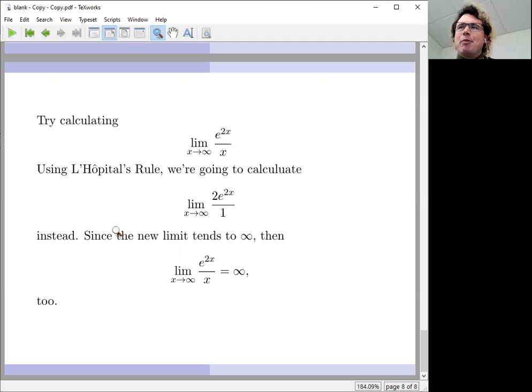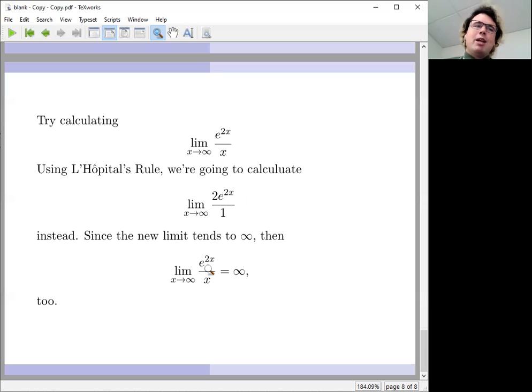So I'm going to calculate a different limit, where I'm taking the limit of the derivative of the old numerator divided by the derivative of the old denominator. And this limit as x goes to infinity of 2e to the power 2x all on 1, well, that's going to go to positive infinity. Since my numerator is increasing without bound, and my denominator is just a 1, I can just ignore that. And since this new limit goes to positive infinity, L'Hopital's rule tells me that the old limit also goes to positive infinity.